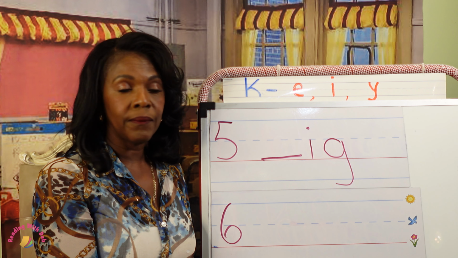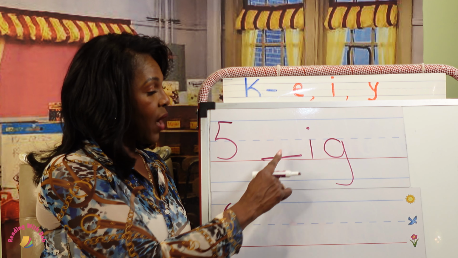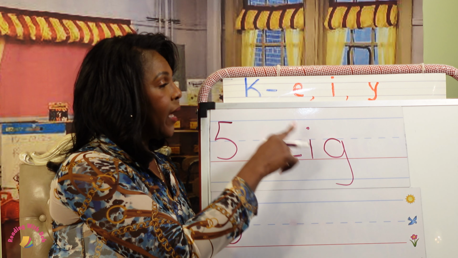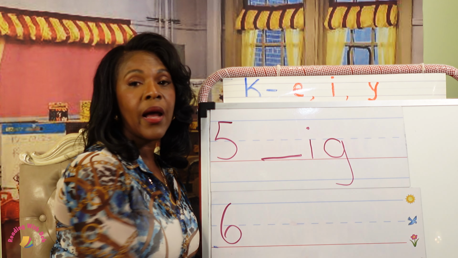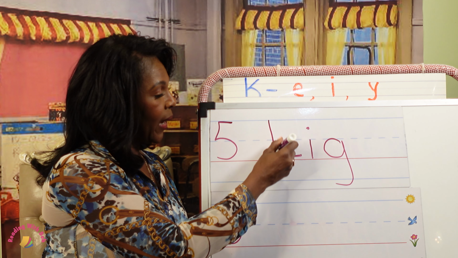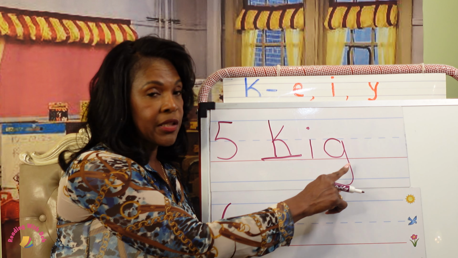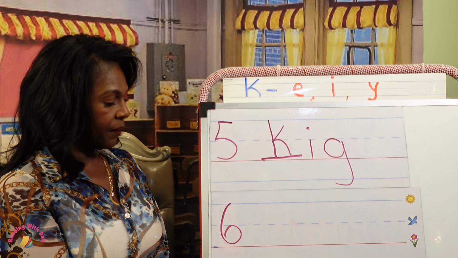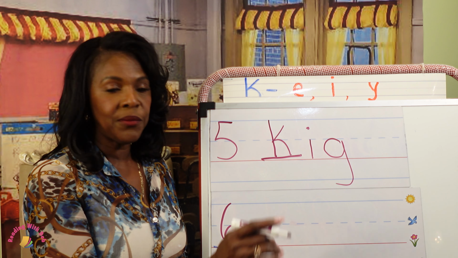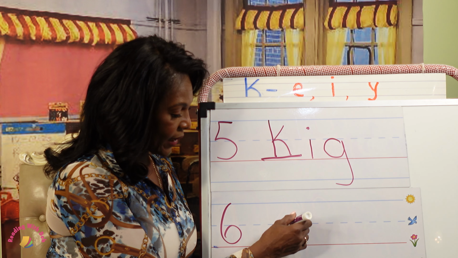C or K? Well, after the K sound is the letter E. And K goes with E, I, or Y. So we are going to write K. How do we spell keg? K-E-G. Keg. Number 6. I am just going to write this word out because I didn't teach the letter Y yet.